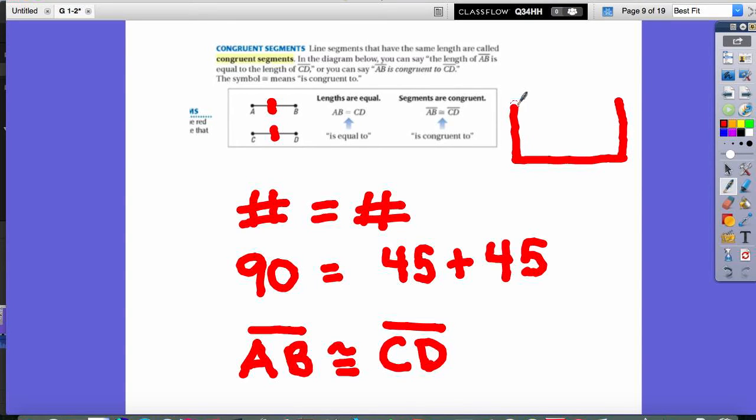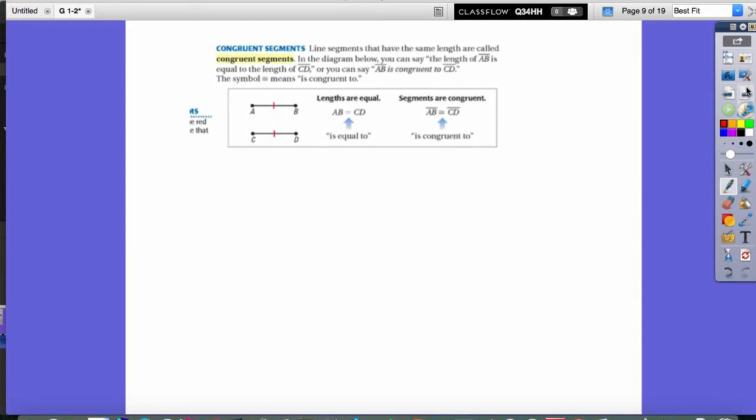If I drew a rectangle and I wanted to show that that side is congruent to that side, now these long sides are not congruent to the short sides, but they're congruent to each other. So I would put 2 marks there. The 2 marks with the 2 marks show that those are congruent. This and this shows that those are congruent to each other.